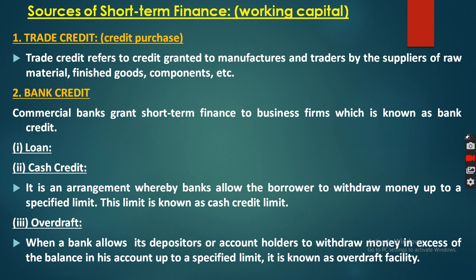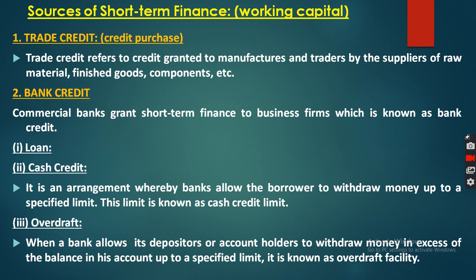What do you mean by cash credit? Cash credit is an arrangement whereby banks allow the borrowers to withdraw money up to a specified limit. Clear? Generally cash credit limits are set by the bank. So it is a facility provided to the borrower that they can withdraw money up to certain limits. The borrowers will be able to withdraw money up to some limits. So it is an advance. Clear? Advance money provided by the bank whenever the company has a need for money.